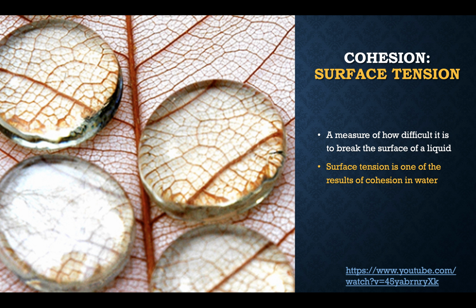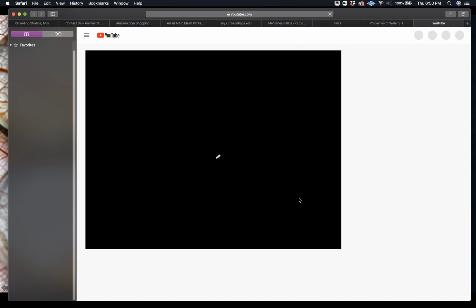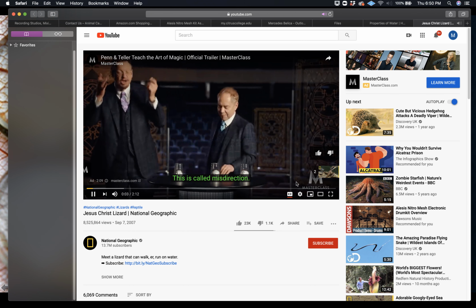So you may have seen a water stick insect, or maybe even this special lizard. It's called the Jesus Christ lizard. This is not juggling. So this is called misdirection.